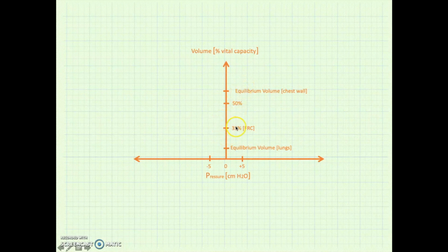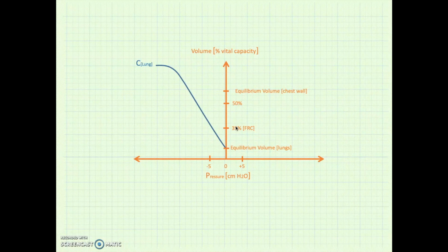So your functional residual capacity is roughly a third of your vital capacity. Just to make the math easy, we can say that a normal-ish vital capacity is 4.5 liters. So roughly a normal FRC would be 1.5 liters. So if you were to plot the compliance curve of the lung, it would look a little bit like this.